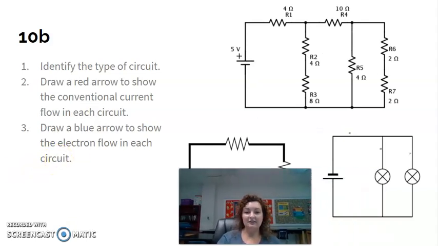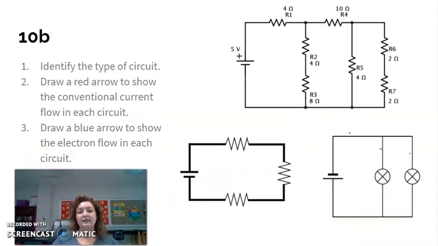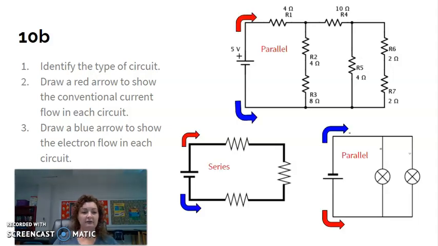All right, this one tells you to identify the type of circuit and then draw some arrows based on the current flow. So I went ahead and did that for you. Hopefully you could tell that this one has multiple pathways, so it is parallel, as well as this one. This one, on the other hand, is series. It only has one pathway to follow.